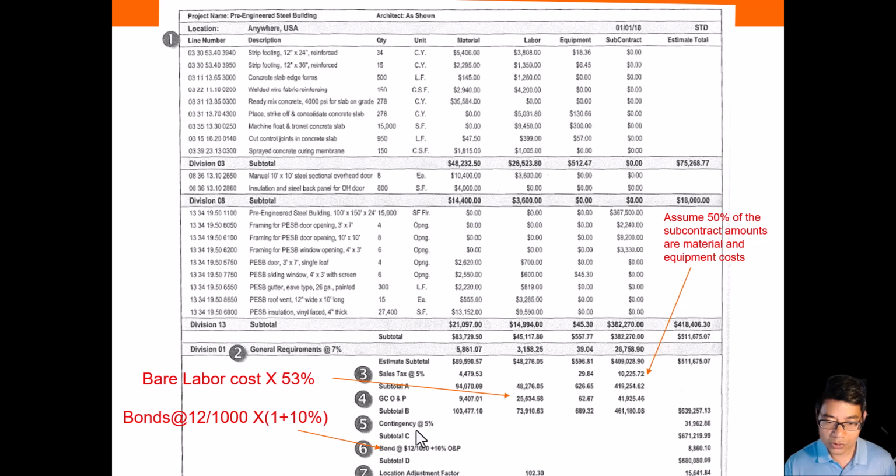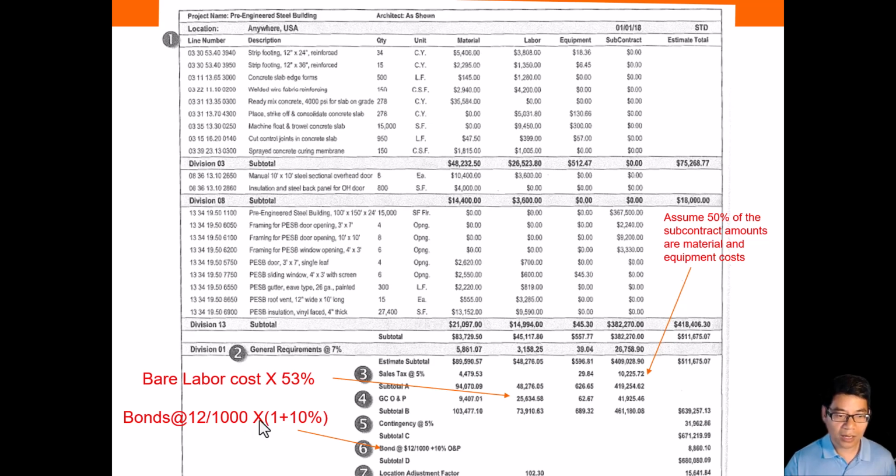So now we come to the bond part. The equation here can be a little confusing. It looks like this is every $1,000 you need to spend $12 on the bond. And then this is a 10% of overhead and profit. So a lot of students think maybe this is just a 10% of whatever we got over here, overhead and profit. But what this is saying is, since the contractors are going to purchase bond from the surety company, this is the job they have to do.